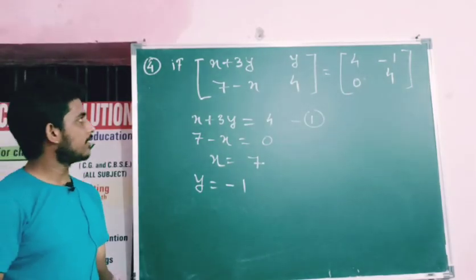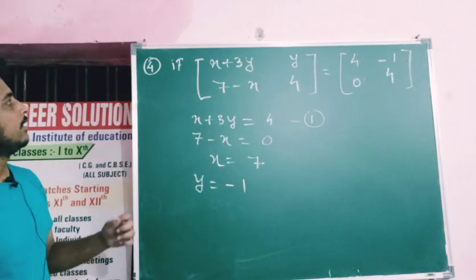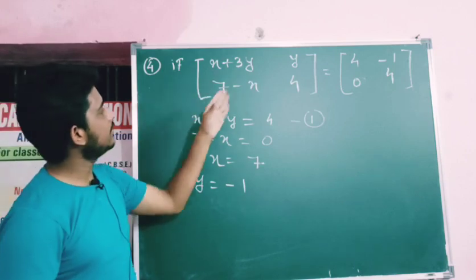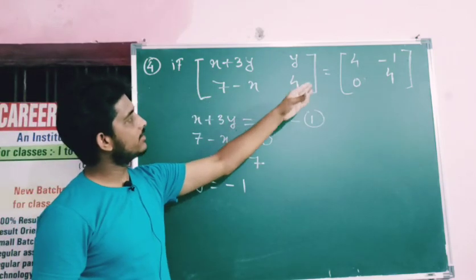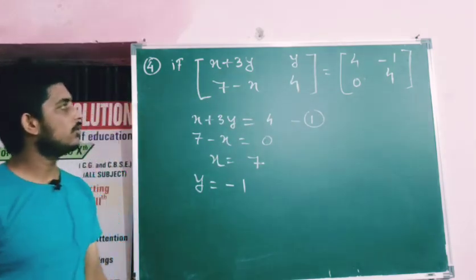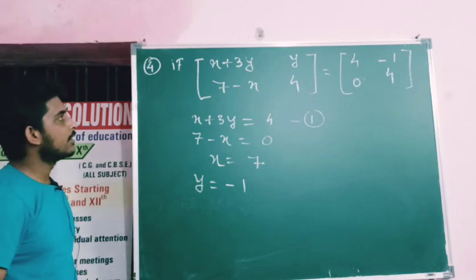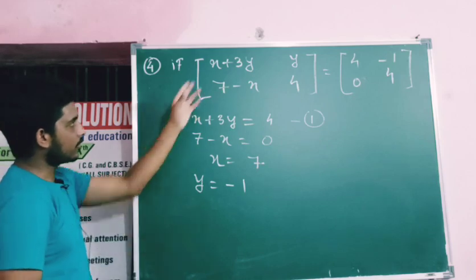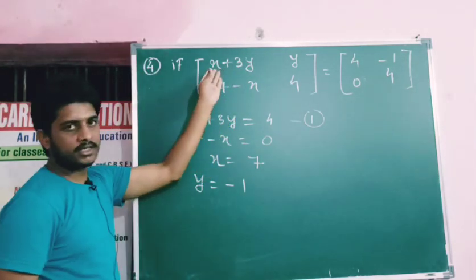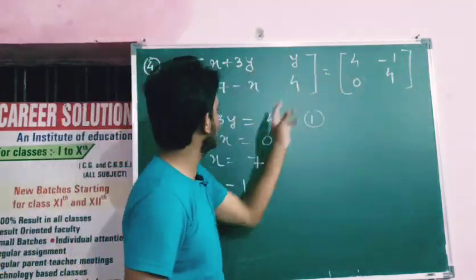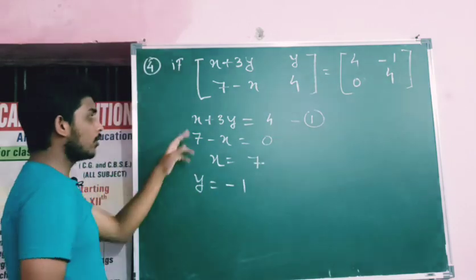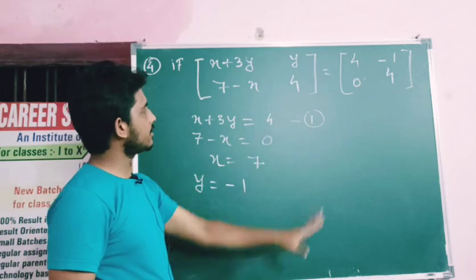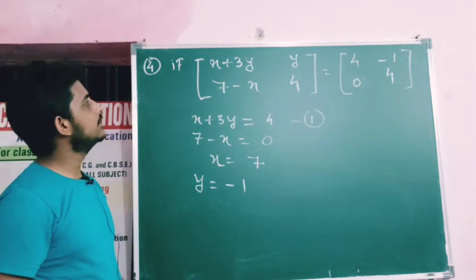Okay, so this is the third numerical. Here there are 2 matrices given which are equal. x plus 3y, 7 minus x, 4 is equal to 4, minus 1, 0, 4. So if they are equal, then the corresponding elements are equal. So x plus 3y is equal to 4. We don't have the value of x or the value of y, so we will take it as equation 1. Later on we can solve it.